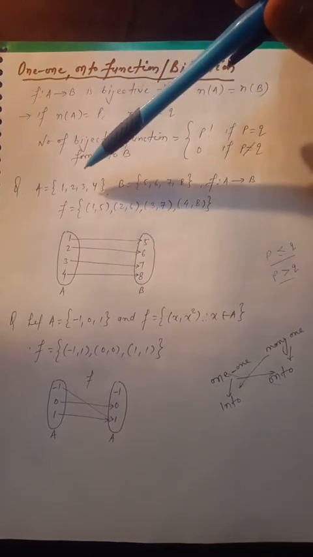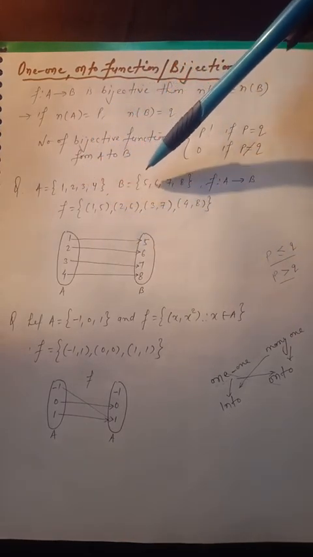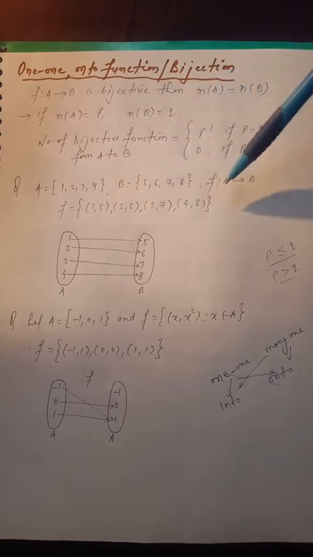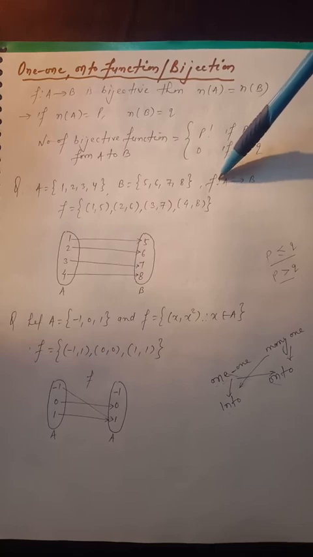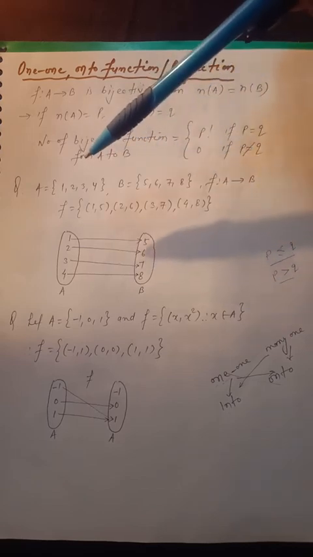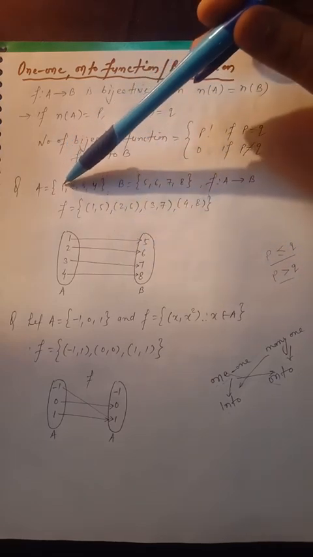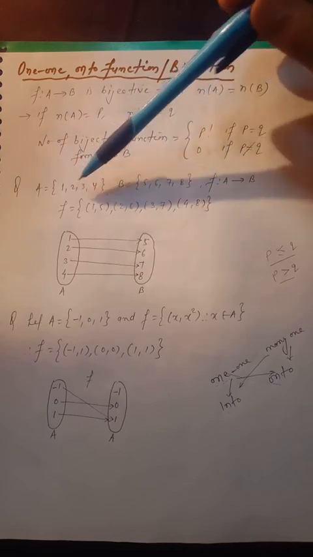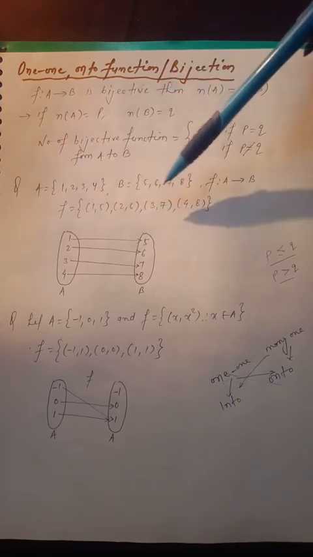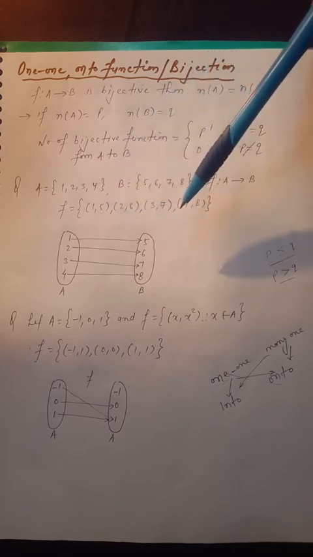So here set A has elements 1, 2, 3, 4, and set B has 5, 6, 7, 8. A function is defined from set A to B. You have to write this f in set builder form or in the form of ordered pairs. So relate these elements: 1 must be related to 5, 2 must be related to 6, 3 must be related to 7, and 4 must be related to 8.